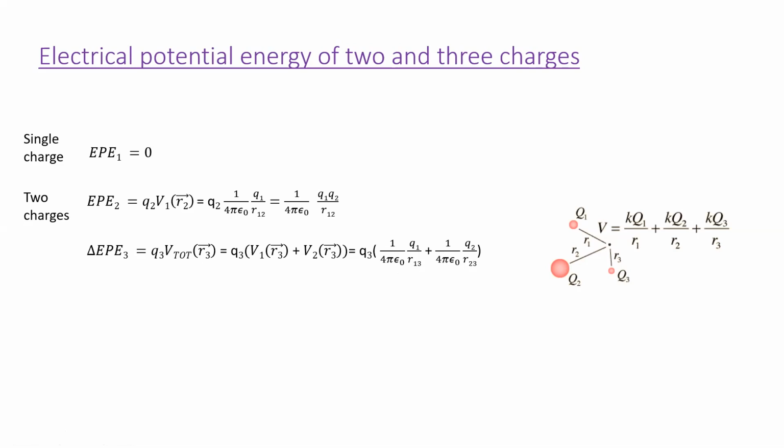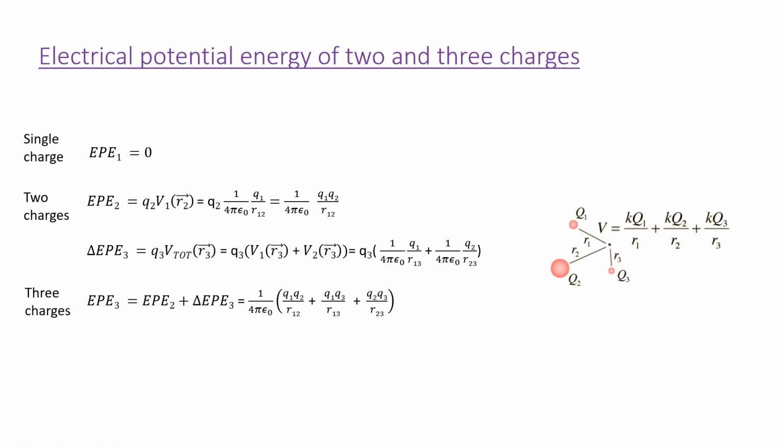So we're basically adding in 2 terms because the third charge is going to interact with each of the first 2. Okay? For 3 charges, we take the amount we had for the 2 charges up here, and we add in the change that occurred when we moved from 2 to 3 charges.